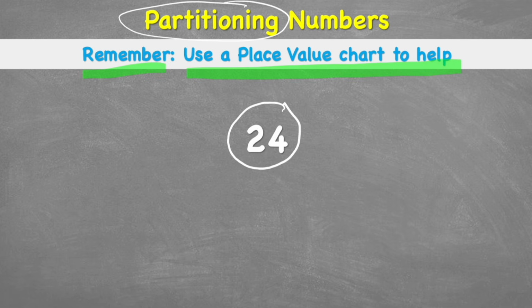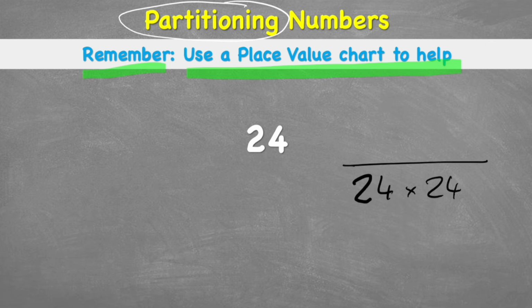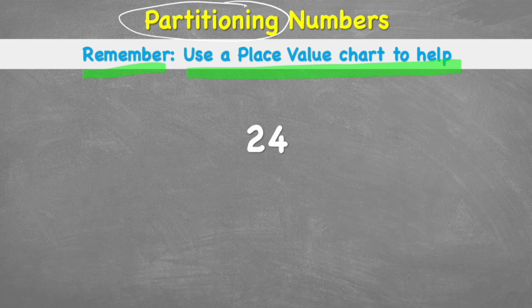So we have the number 24, which is not a big number, but it's a good starting point. But still, 24 could be quite difficult to use in a mathematical question. Say, for example, we had 24 times 24. Well, that would be very hard to work out. So we have a strategy. We have a strategy of partitioning the number.